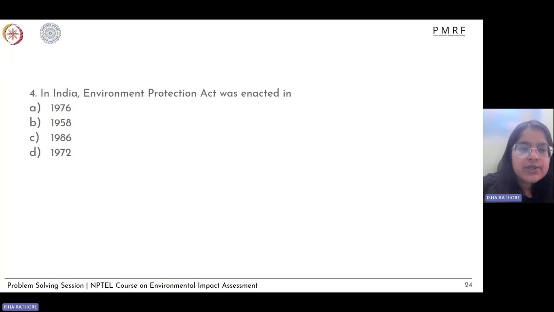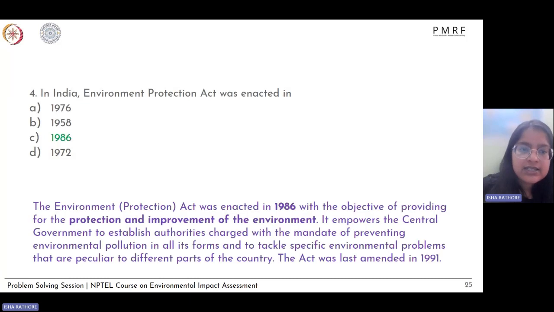Moving on, next question. In India, Environment Protection Act was enacted in which year? A, 1976, B, 1958, C, 1986, or D, 1972? So the correct answer is C, that is 1986.